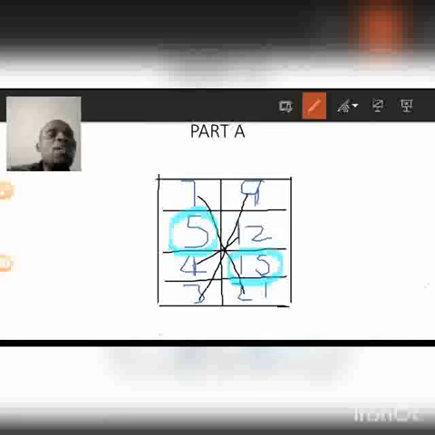Once I'm done with that, I have to divide by 3 to get the number on the left hand side. So I simply divide 15 by 3. And once I do that, I'll get 5. 15 divided by an imaginary 3 gives me 5. So this is what we do to get the numbers on the left hand side of this table.